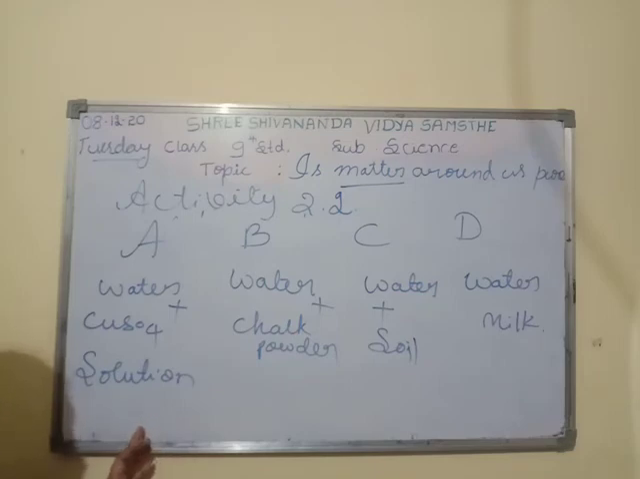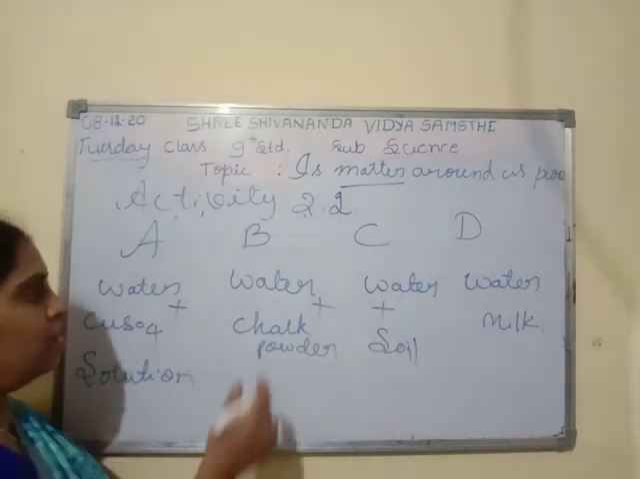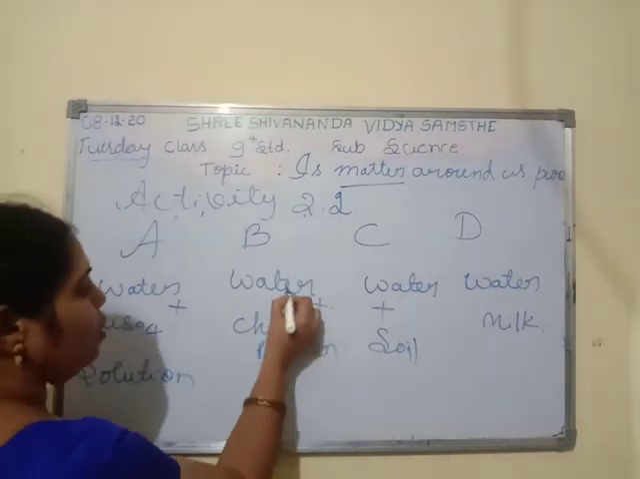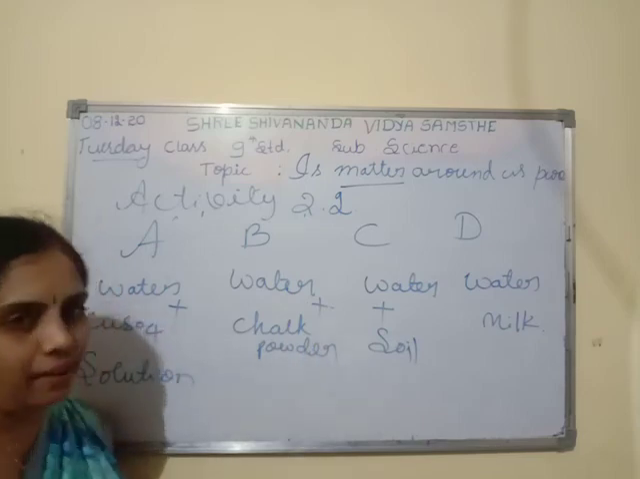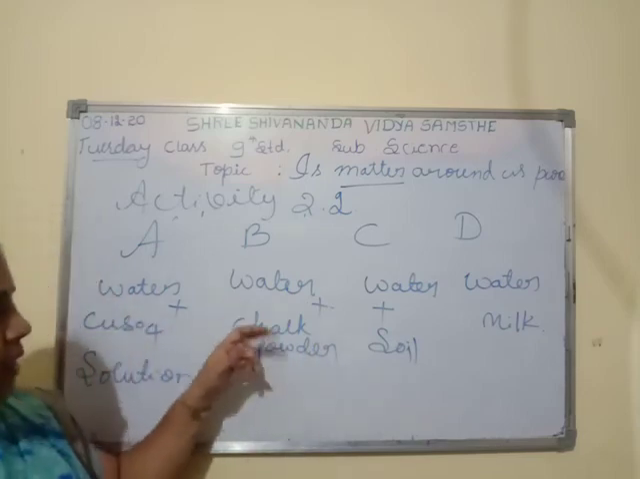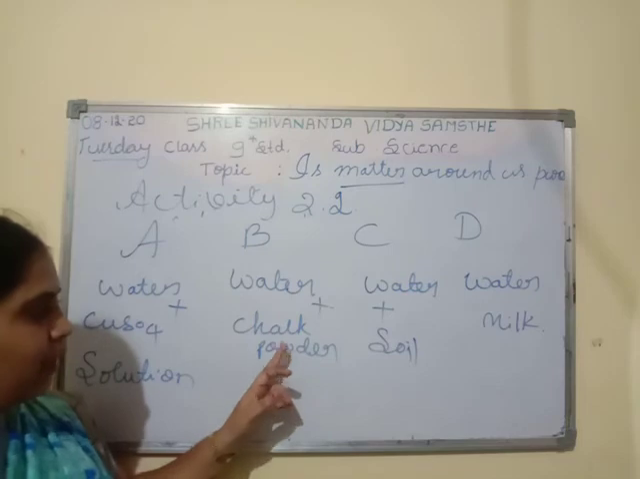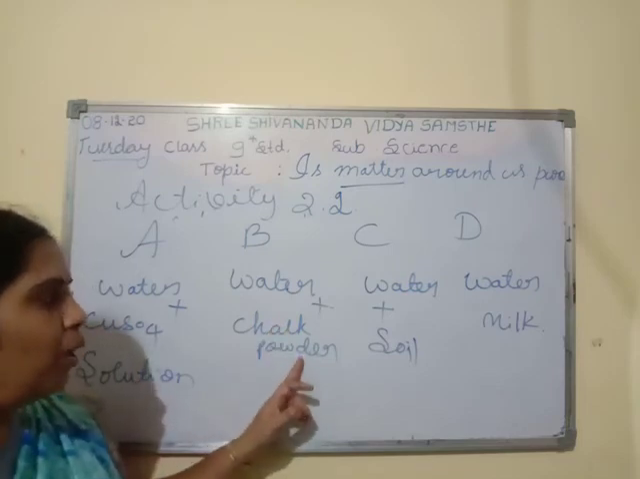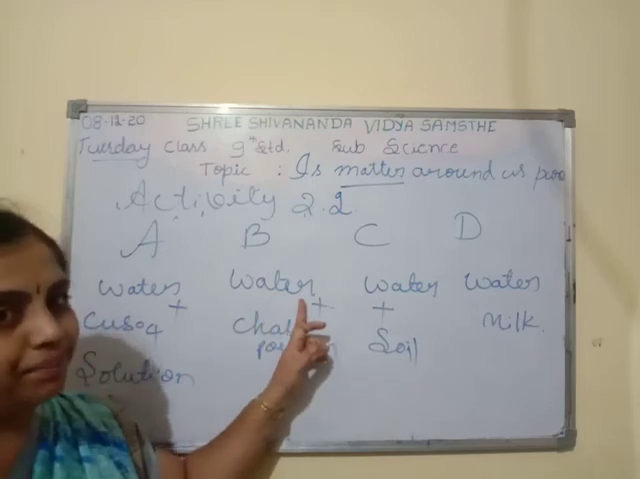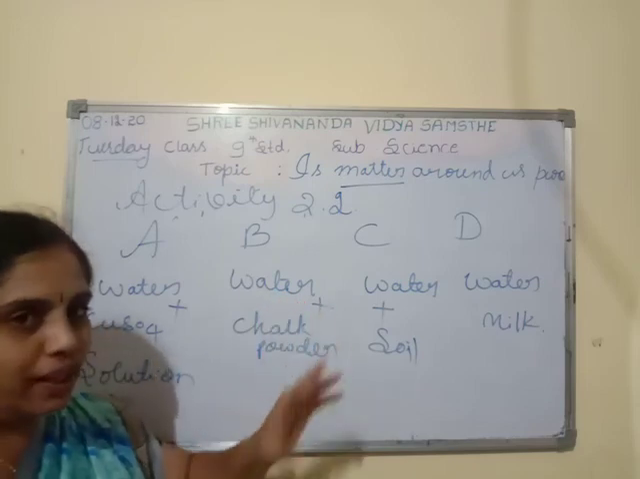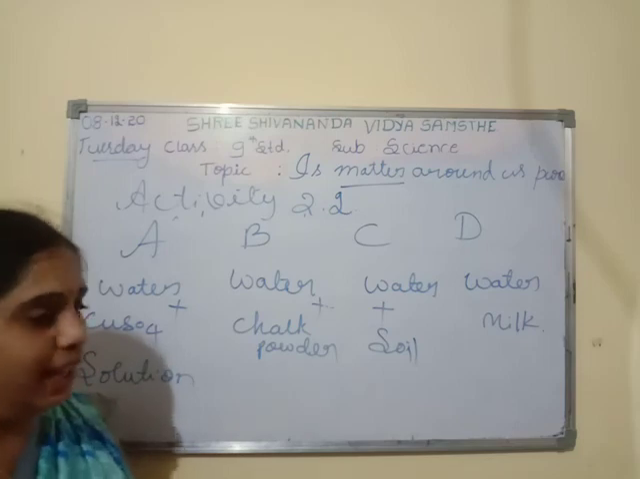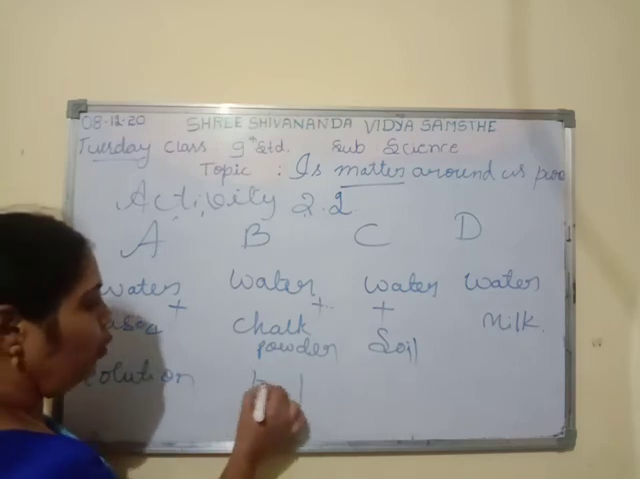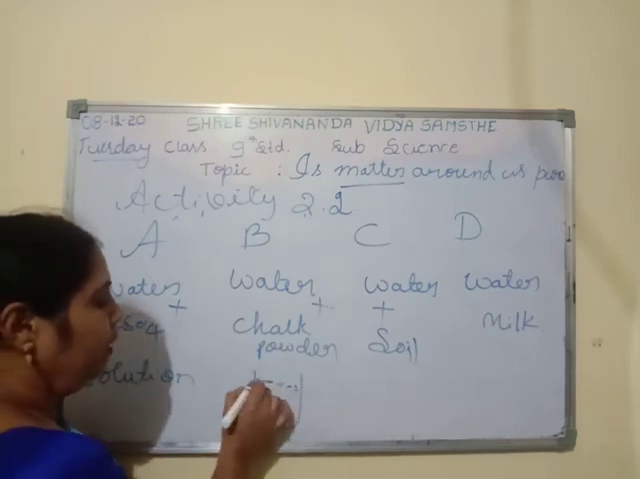Okay, so that is called as what? Solution. Okay, it is a mixture of two or more substances which is in liquid form, that is known as solution. So here for group B, water and chalk powder is there. Okay, so after stirring, they don't get any solution. Okay, so here chalk powder does not mix with water. Chalk powder here does not mix with water. What happens? It always floats on the top layer of the water.